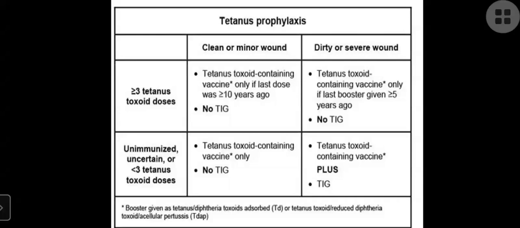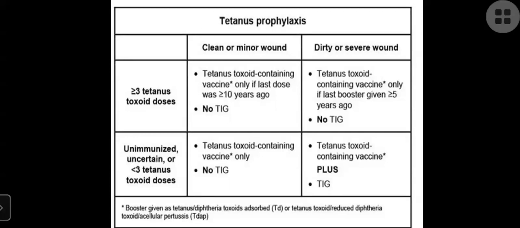So if you could kindly look at what Dr. Mabel has projected, what you are talking about would come directly under unimmunized or uncertain or less than 3 tetanus doses. That's the second row of the table. That's exactly where that child will fit in, because less than two shots means less than 3. So the next thing to ask yourself is, this wound that the child is presenting with, is it a clean or minor wound, or is it a dirty or severe wound? Those are the 2 questions to ask yourself.